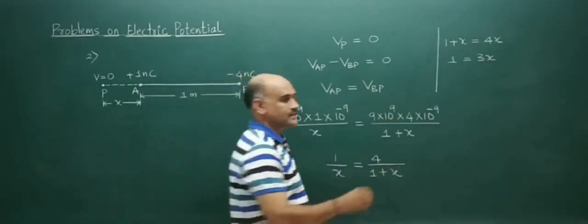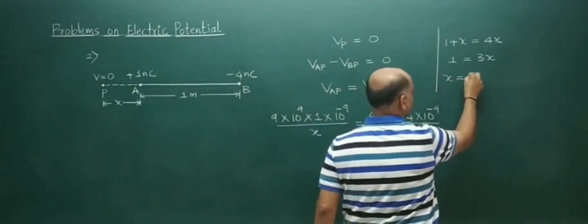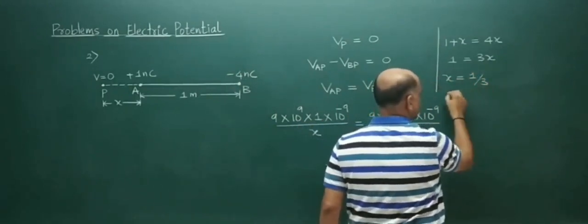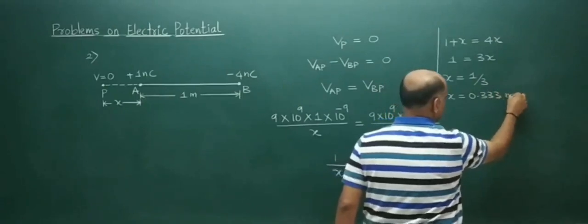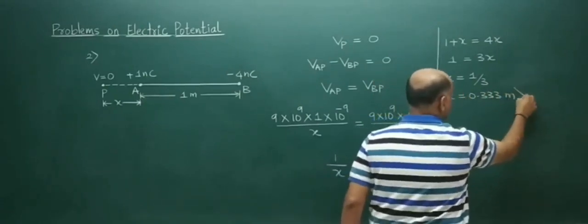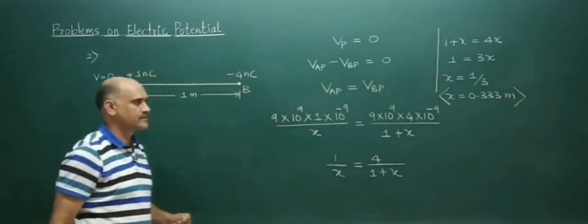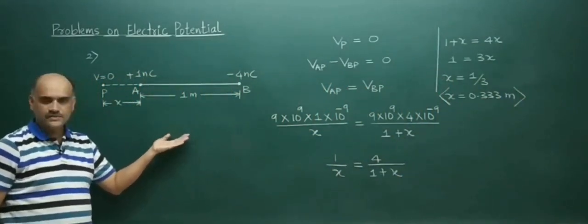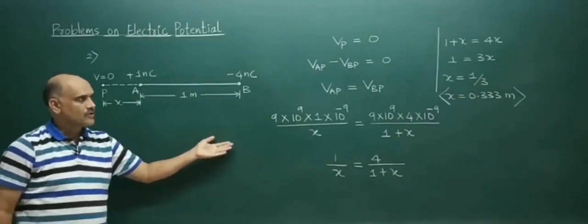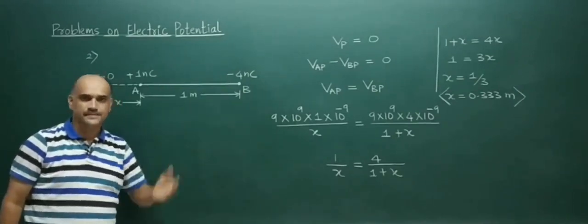So you will have 1 plus x is equal to 4x, or you can say 1 is equal to 3x. If I divide by 3, you will have x is equal to 1 by 3, or you can say x is equal to 0.333 meters. This is the second case. x is equal to 0.333 meters. Clear, students?